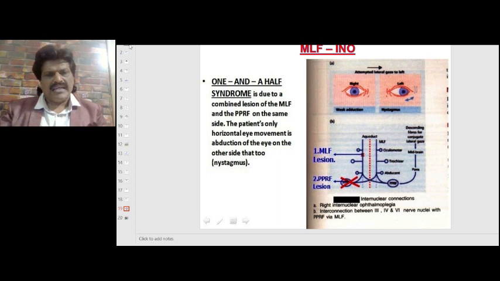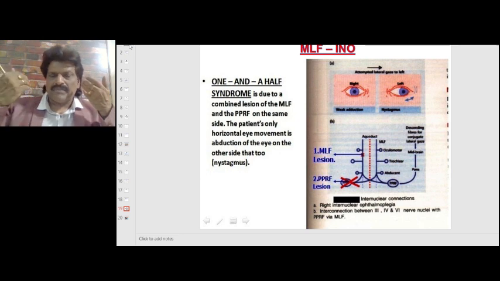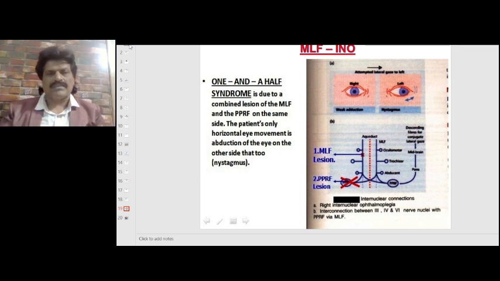So now let's see another important concept known as one and a half syndrome. As I said, the medial longitudinal fasciculus connects to the medial rectus and the 3rd nerve on one side. So when the MLF gets affected, it cannot adduct. PPRF, as I said earlier, pulls the eyes towards its side. It causes horizontal gaze. So when the PPRF is stimulated, it pulls the eyes to the same side: 6th nerve on the same side, lateral rectus, and medial rectus on the opposite side.